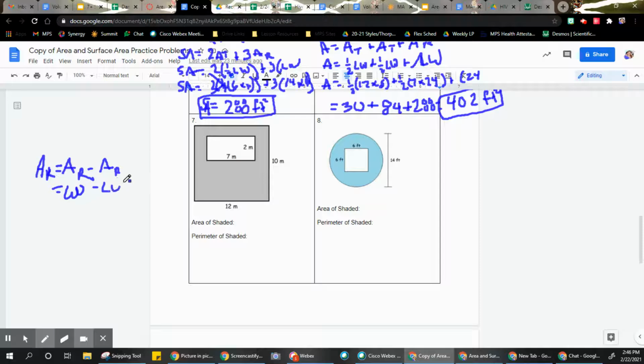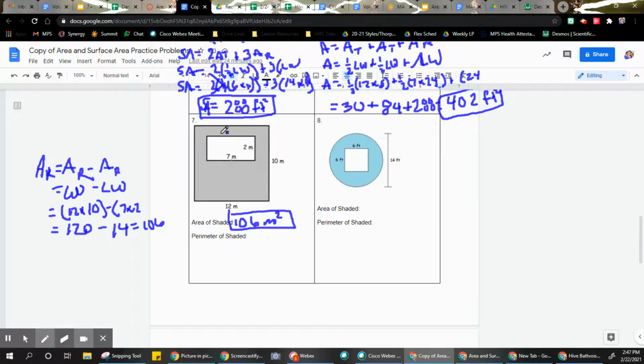minus length times width. So if I plug that in, I get 12 times 10 minus 7 times 2. And I can do that math in my head pretty easily. 12 times 10 is 120 minus 7 times 2 is 14. So 120 minus 14 is going to give me 106. So my area of the shaded region is 106 meters, and I'm going to make sure I mark this squared.